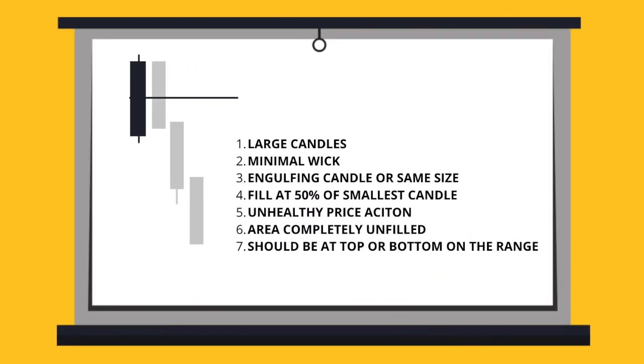5 is unhealthy price action, and let me just explain that. You want price to fall off, meaning the bank has to come back and collect their orders. 6, the area needs to be completely unfilled. So again, no doji, no consolidation. Price needs to melt off, fall off the cliff. Number 7, it should be at the top and bottom of the range. This is the same for imbalance, same for order blocks. If you're selling, you're selling high. If you're buying, you're buying low.